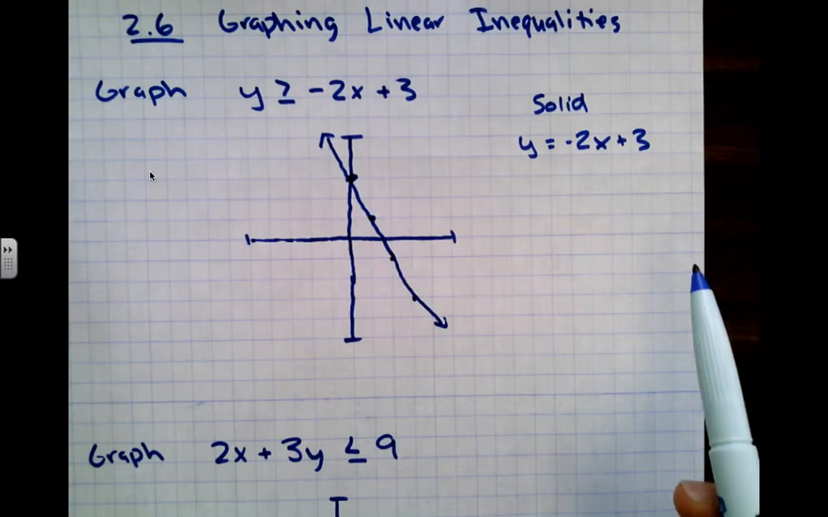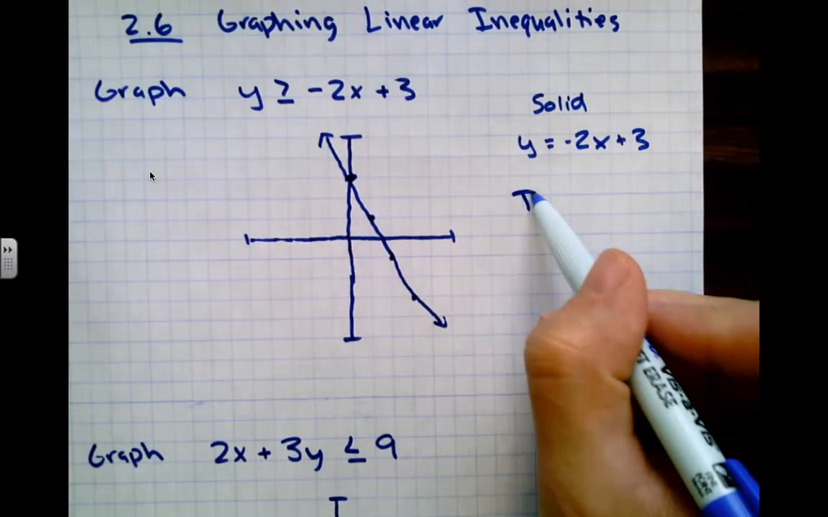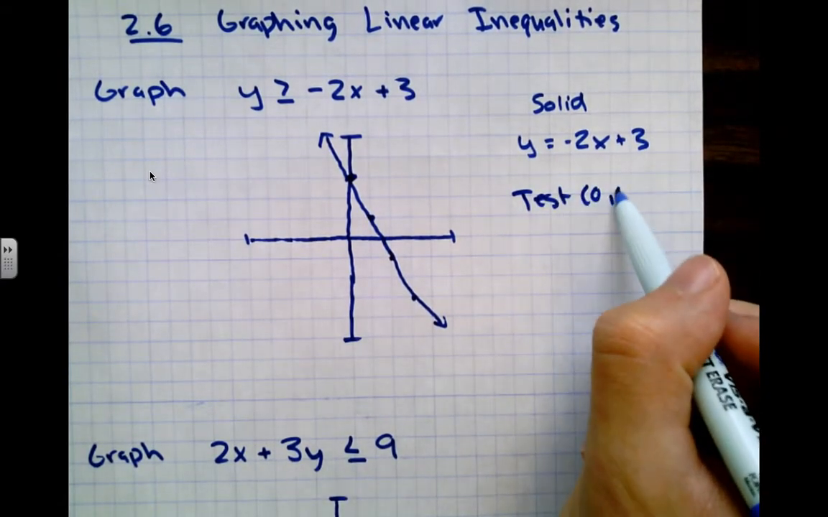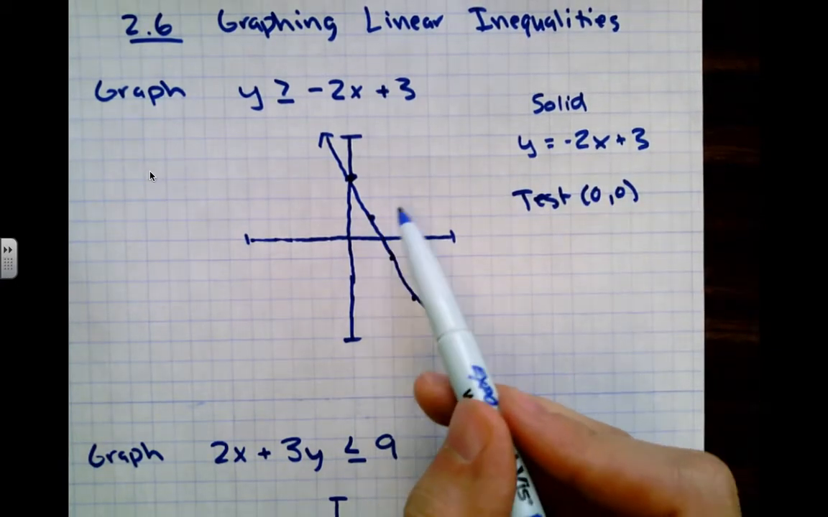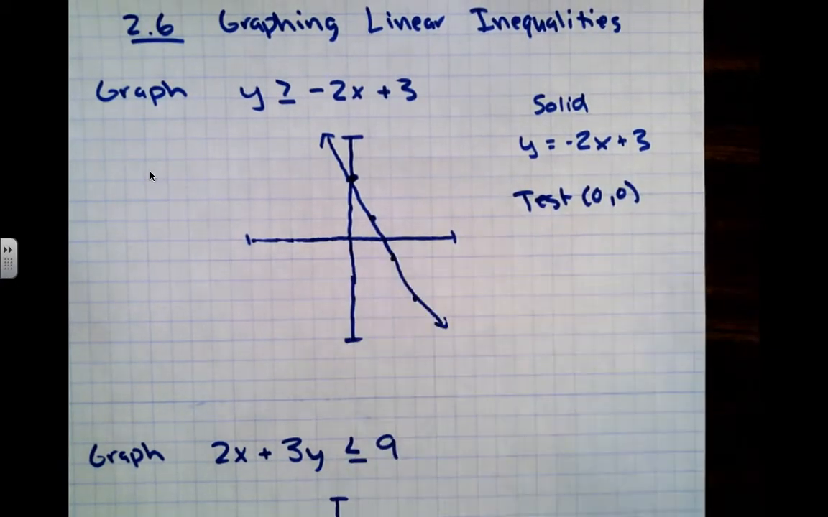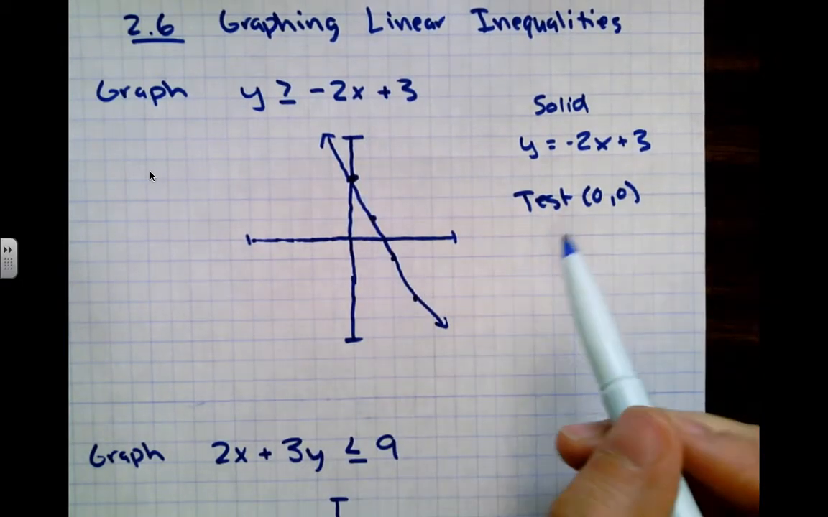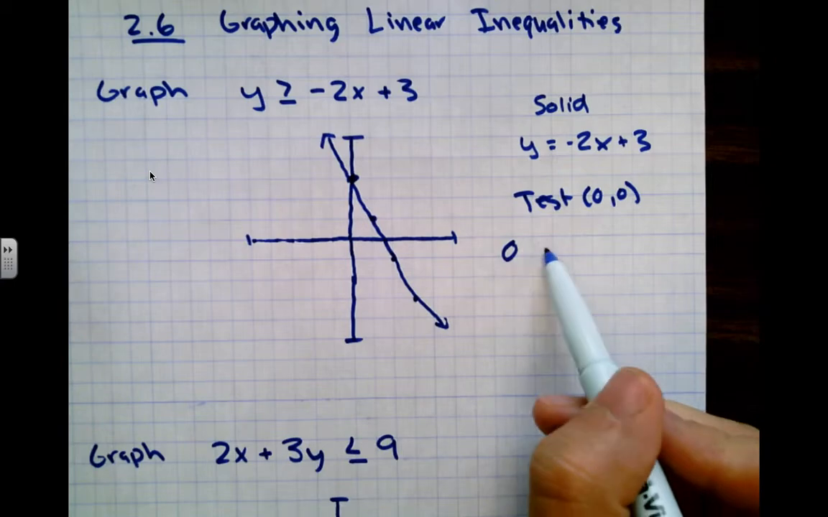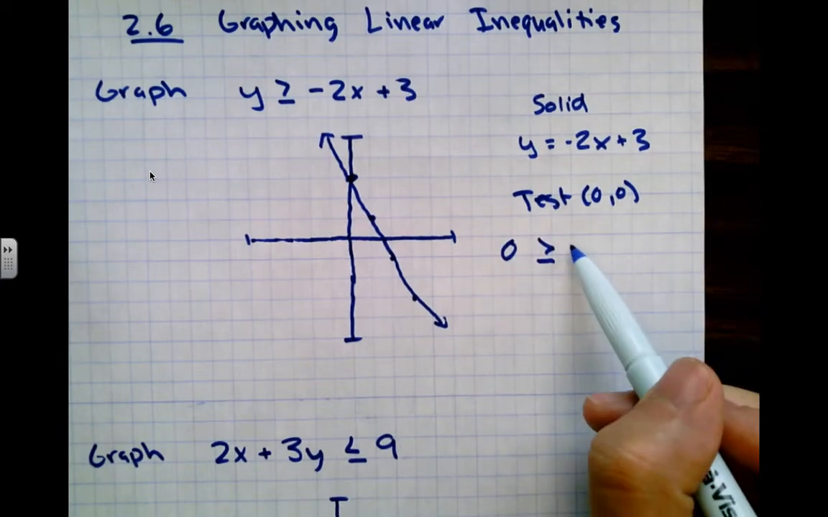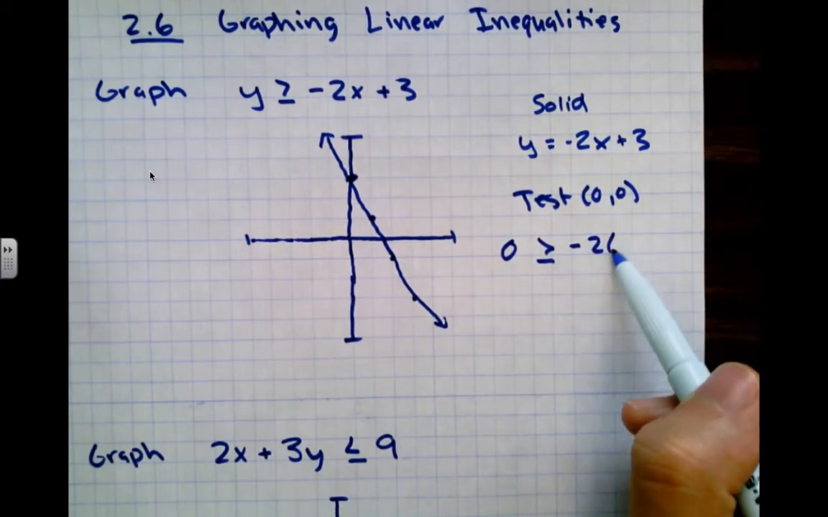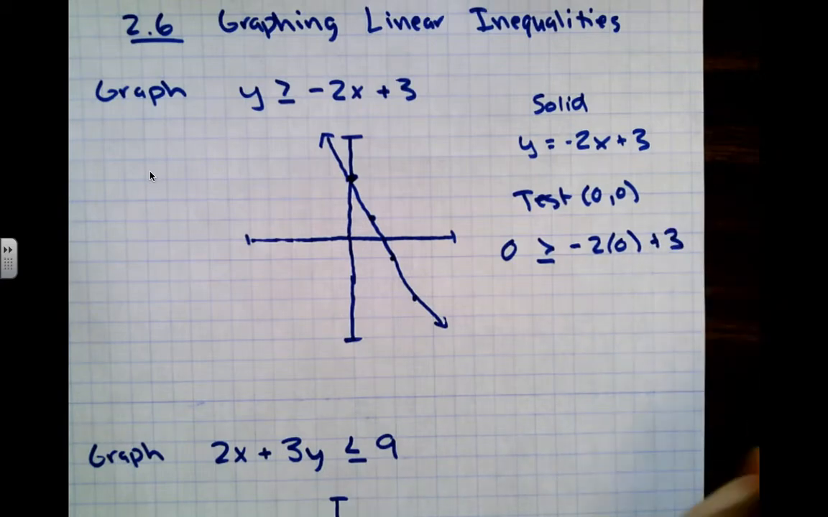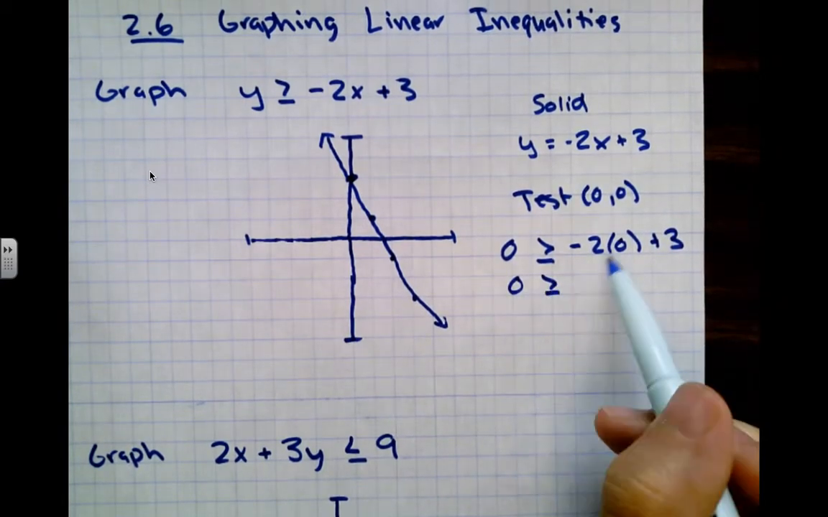Now, to figure out what side we're going to shade, we're going to test the point (0, 0), because that is not on this line. If it were on the line, we would have to pick a point that is off of the line. So we take (0, 0) and plug it into the inequality and see if we get a true statement. So if we plug in (0, 0), we would have 0 is greater than or equal to negative 2 times 0 plus 3. We go through and reduce this.